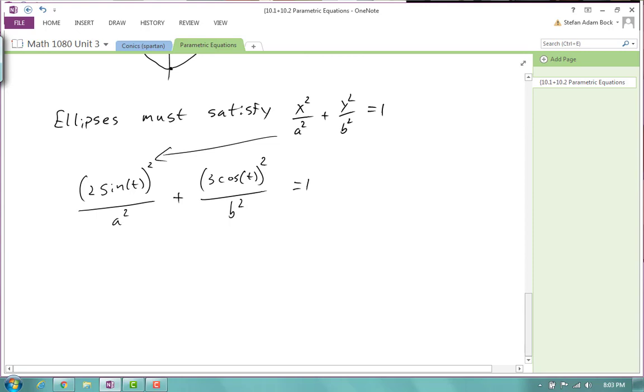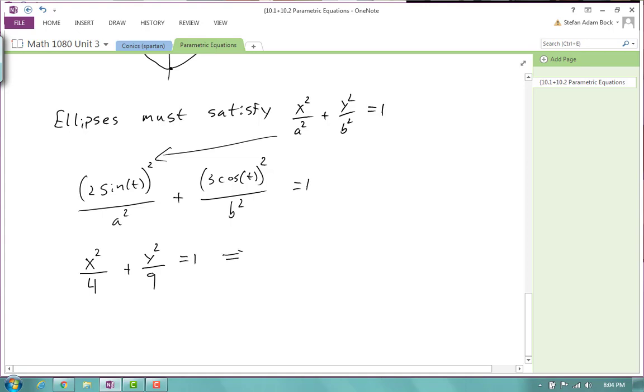So if I choose a and b to be, let's see, 2 and 3, that means x squared over 4 plus y squared over 9 equals 1. This is an ellipse with a major axis along the y-axis with a radius of 3 and a minor axis along the x-axis with a radius of 2.